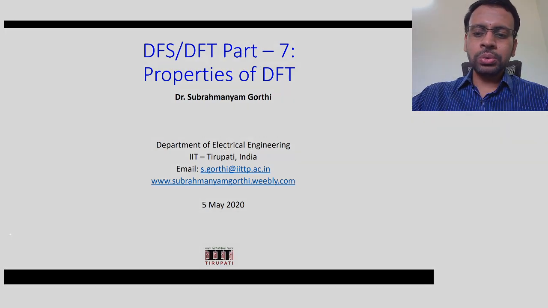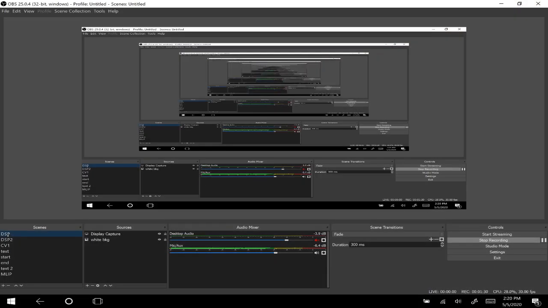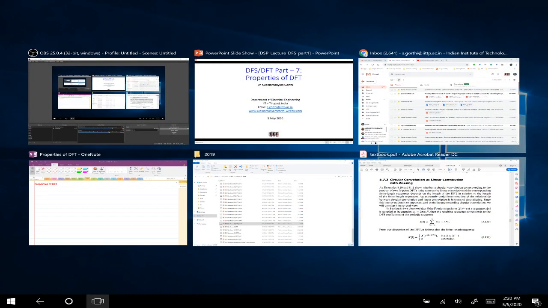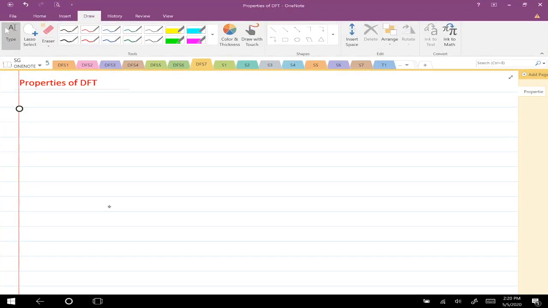Let me move on to desktop sharing mode, and let me move to notebook mode. Okay, so as usual, we will first discuss the linearity property. Recollect the linearity property we did in case of DFS.